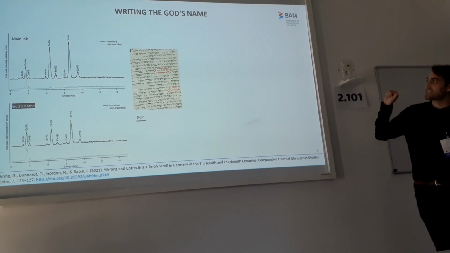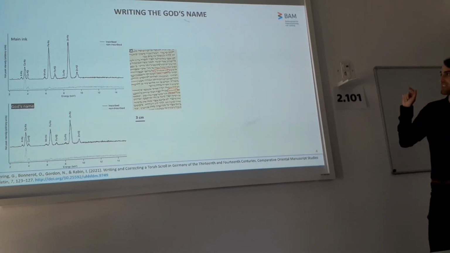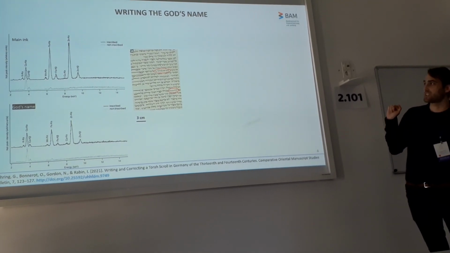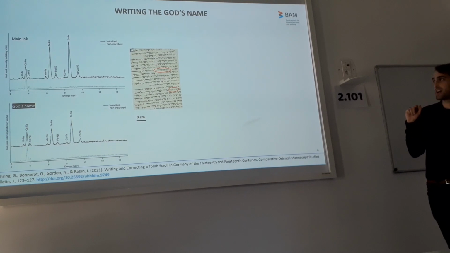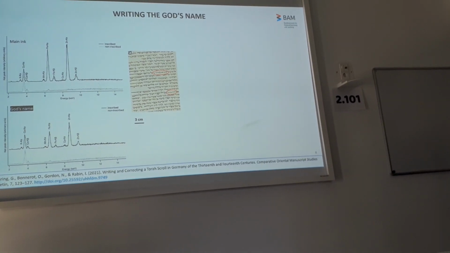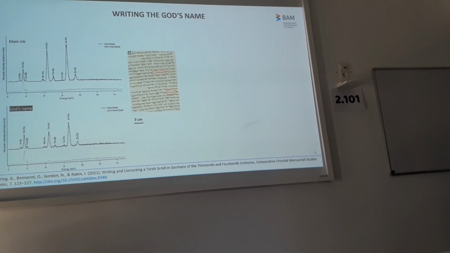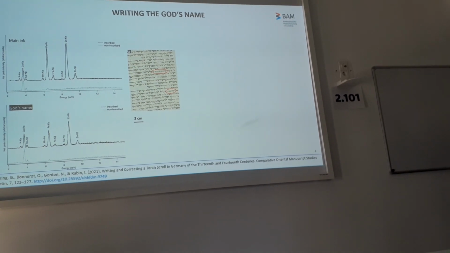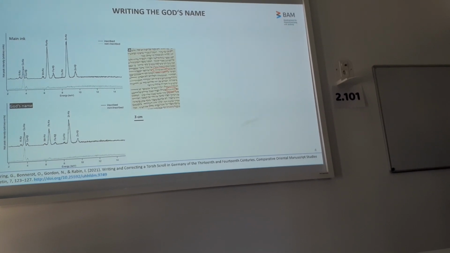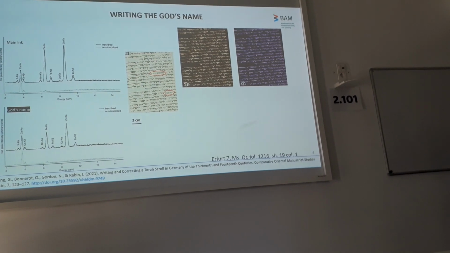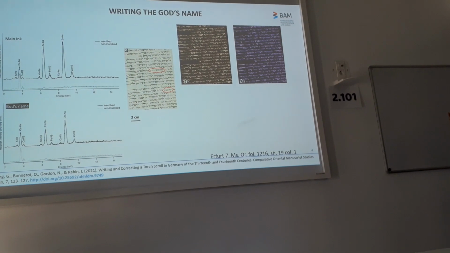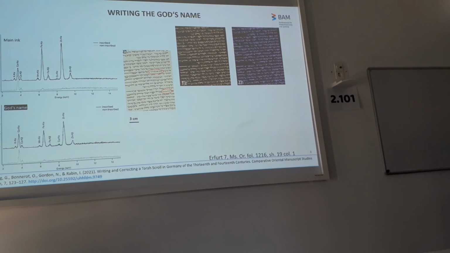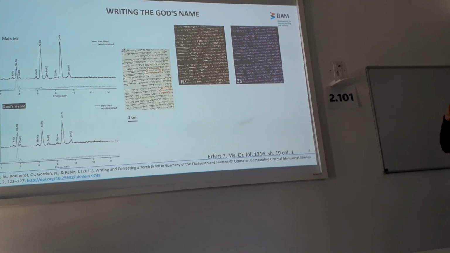We see only a tiny little bit of copper present in the God's name, which is not present in the main ink, and the ratio between zinc to iron was not really giving us much information. However, since we used an imaging XRF, we were able to produce maps of elements, and let us focus now on what we see here.